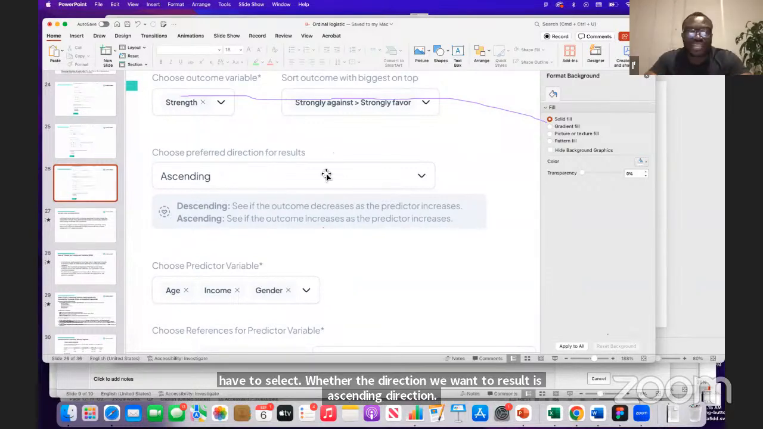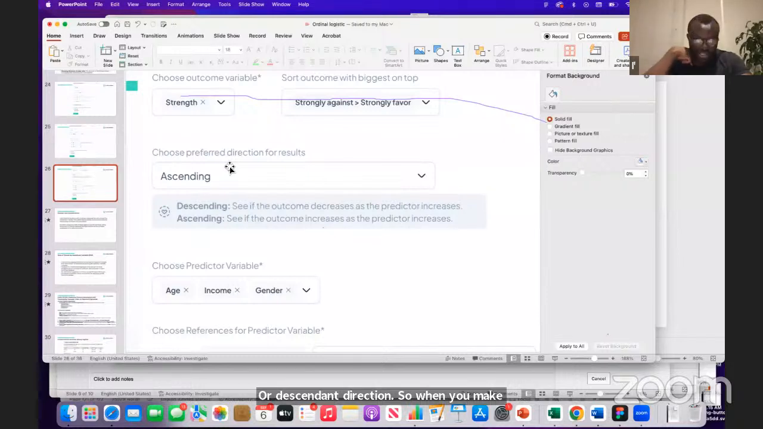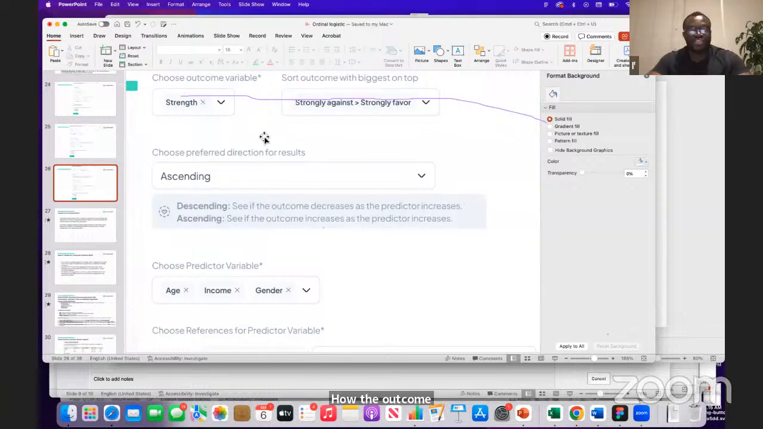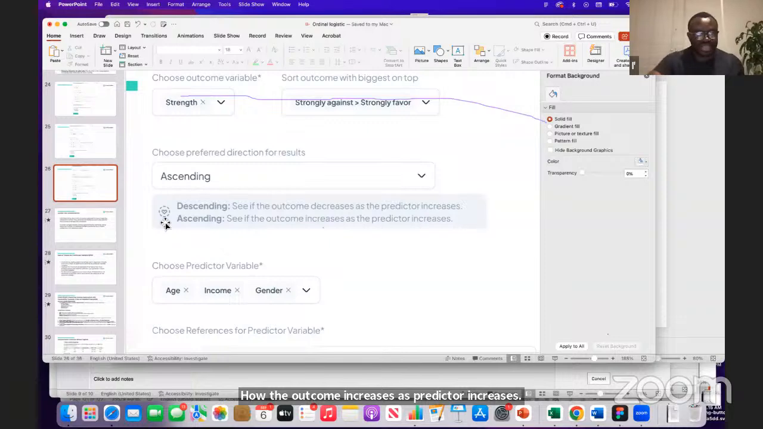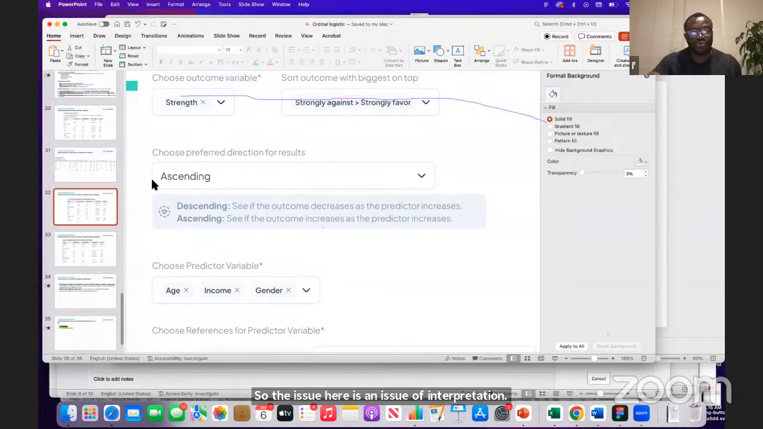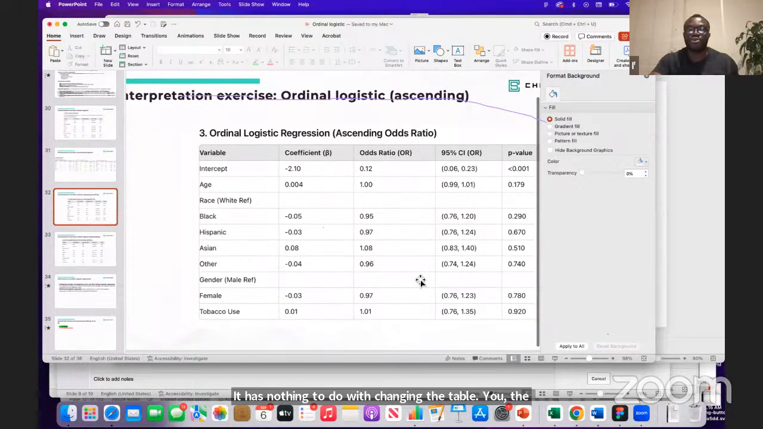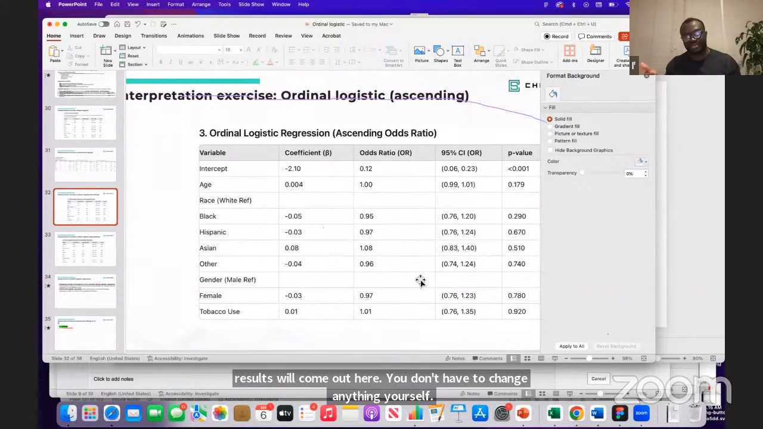So when you make the selection and you say that you want to interpret the result in an ascending direction, you have already decided that this is how you want to see how the outcome increases as the predictor increases. So the issue here is an issue of interpretation. It has nothing to do with changing the table. The results will come out here and you don't have to change anything yourself. All you have to do is change how you're interpreting the results.